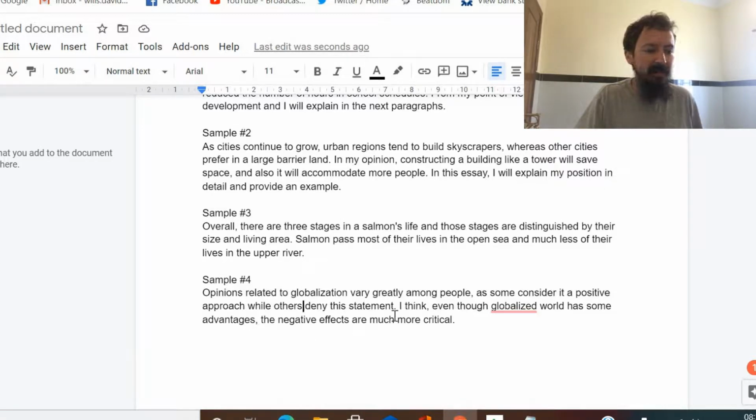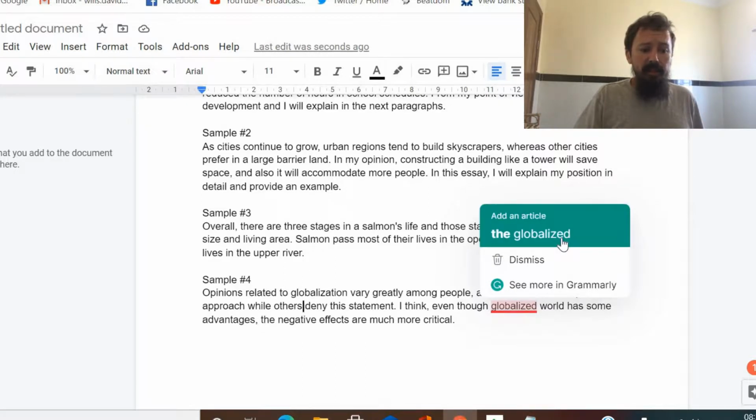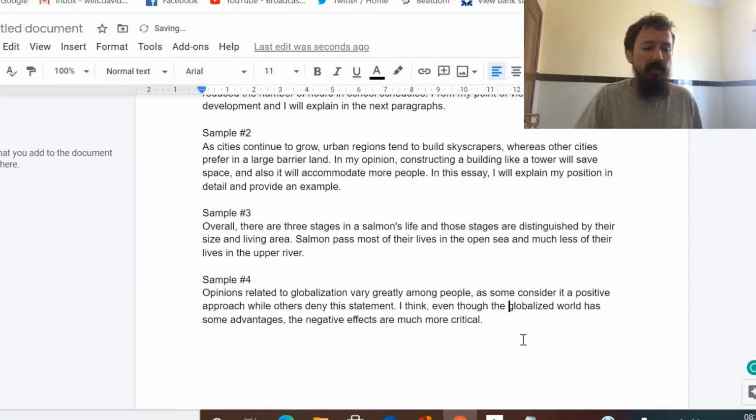That's really nice. So when you're editing this, it's quite useful to look at the main clause. I think the negative effects are much more critical. All right, good. But there's a problem here, though. Even though globalized world has some advantages. So here it's going to suggest the globalized world. Yeah, that's better. It's still not quite right. It's still not perfect. I think really what we want to say is to repeat globalization, because it's more likely that we're talking about the advantages of globalization.